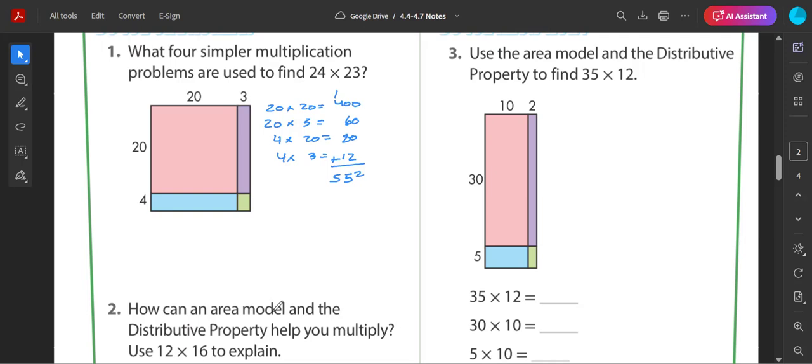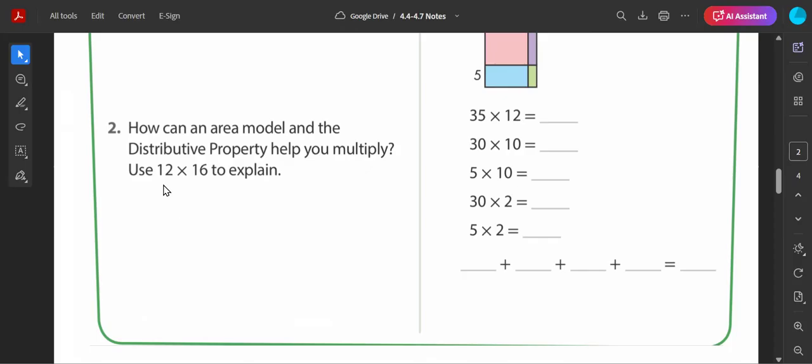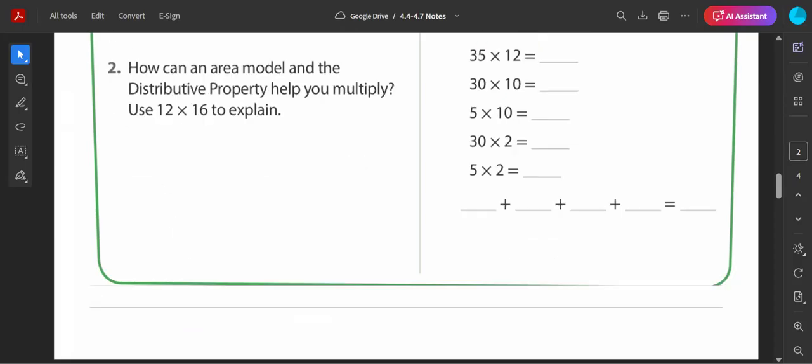For number 2, how can the area model and distributive property help you multiply 12 times, use 12 times 6 to explain? So now we're just explaining the steps and why an area model could be helpful to solve that. Scroll down a little bit. All right, so how can an area model and the distributive property help you multiply? And we're using 12 times 6.